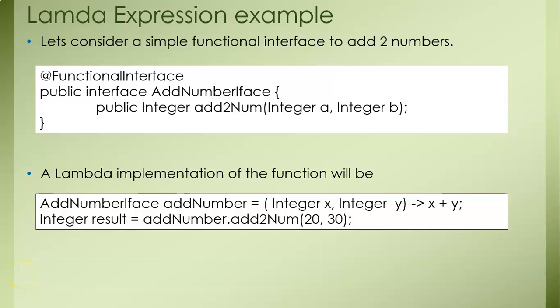We have so far learned that a lambda expression is an unnamed method. The lambda expression is always going to implement an abstract method of the functional interface, and it is always assigned to a functional interface. So now we have already seen this AddNumber interface, which has an abstract method for adding two numbers. Now we are going to implement this functional interface using a lambda.